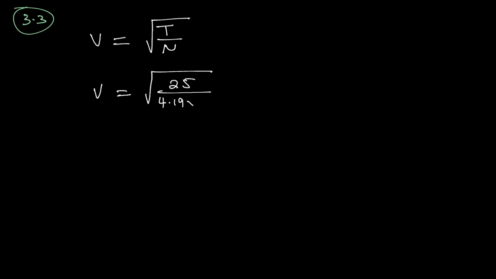Question 3.3. Determine the speed at which waves travel along the string in question 3.2 when it vibrates with a first harmonic frequency of 370 Hertz. Well, we know the speed in a string is root of T over mu, and we know that mu is 4.19 times 10 to the power minus 4, and T is 25 newtons. So V equals root of 25 over 4.19 times 10 to the power minus 4, and that gives 244 meters per second. And so that is the speed.